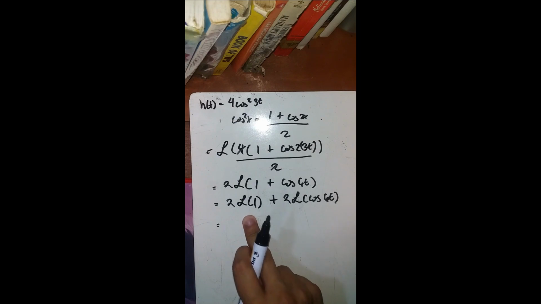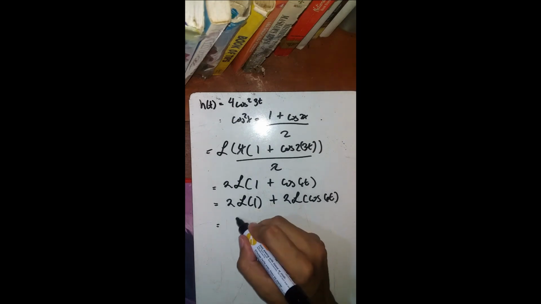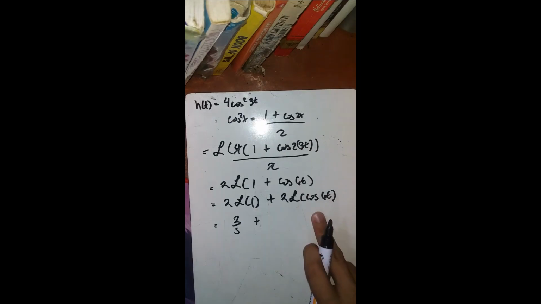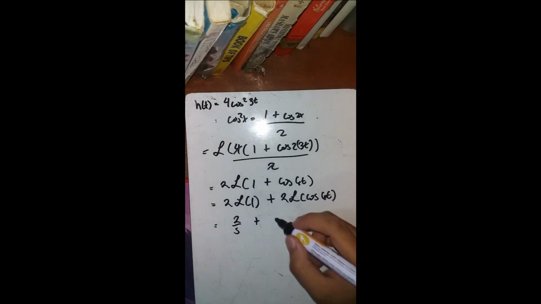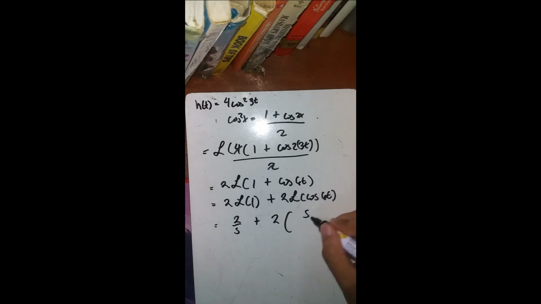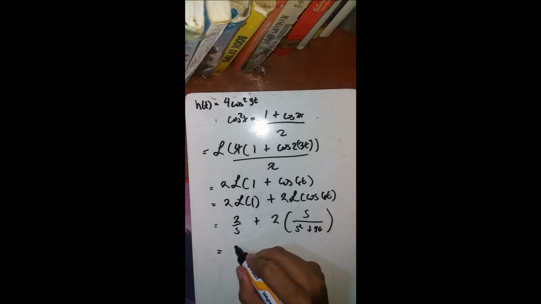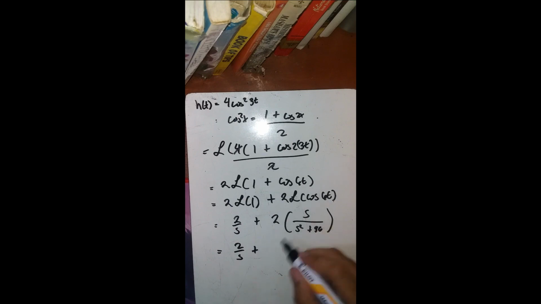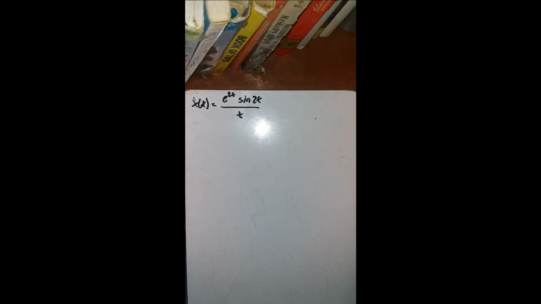Laplace of a constant will be 1 over s, so this will be 2 over s. So your cos will be equal to s all over s squared plus 6 raised to 2, so this will be 36. So we simplify further, so we got 2 over s plus 2s all over s squared plus 36. This is your final answer. Okay, so this is our next problem.